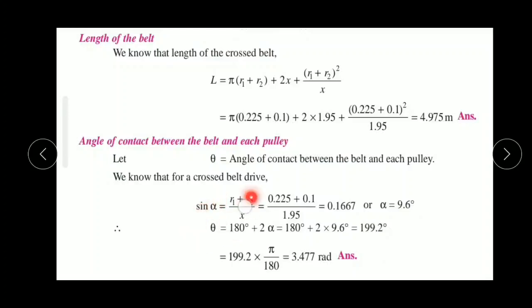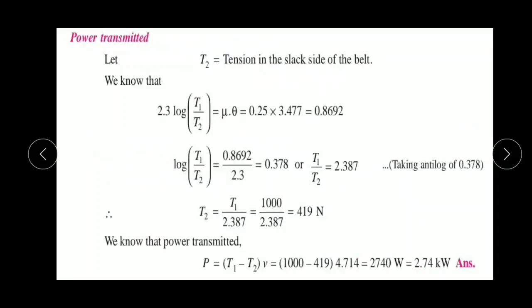But angle of contact should always be mentioned in radian. So we have to convert this degree form into radian by multiplying by pi upon 180. So 199.2 into pi by 180 equals 3.477 radian. This is one of the answers for the question: the angle of contact between belt and pulley equals 3.477 radian.